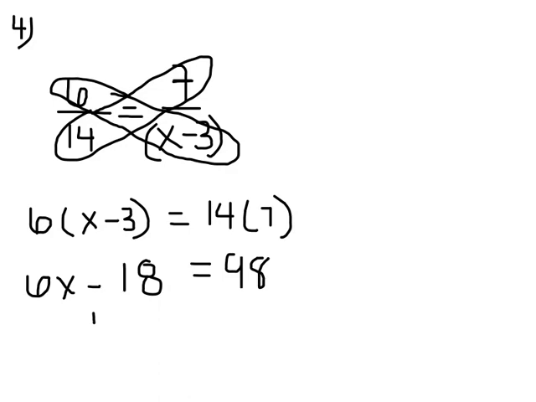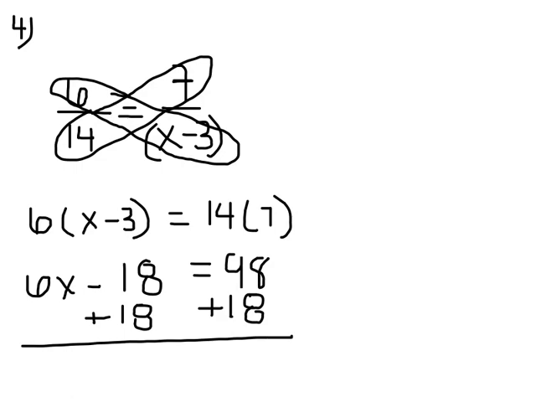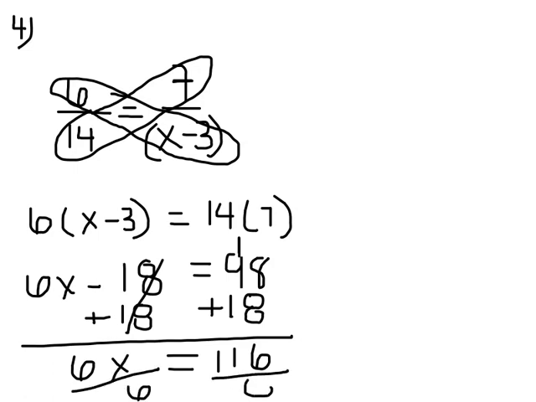Now we can solve our proportion by adding 18 to get 116 equals 6x. And now we can solve our one-step equation by dividing by 6. So x equals 116 over 6, and remember that you just have to reduce your fraction. Both of these can be reduced by 2. 2 goes into 6 3 times, and 116 divided by 2 is 58. So we get 58 over 3.